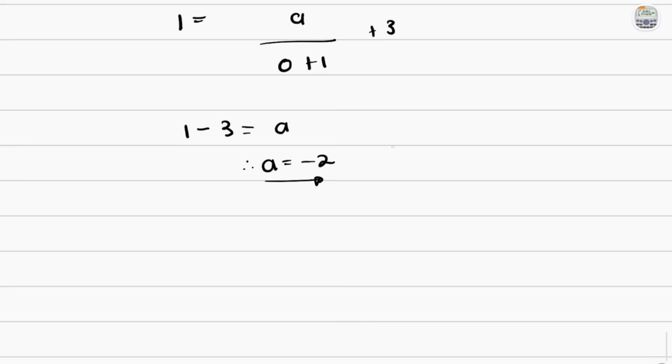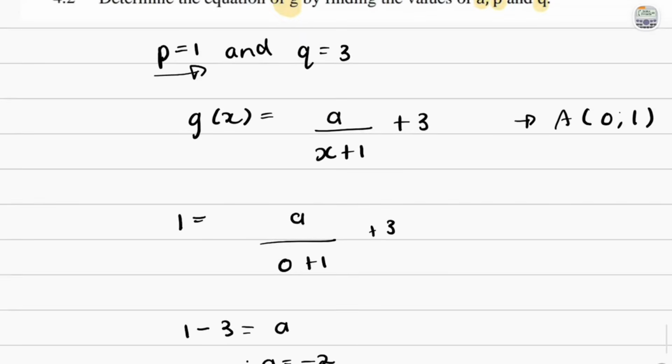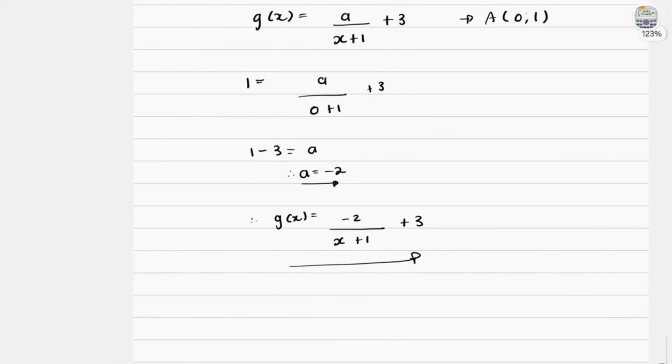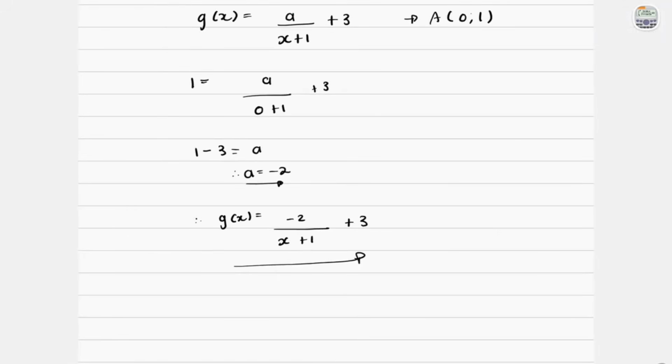So we can see the values of p, q, and a, and we can finally tell that this means that the g of x equation is -2 over x plus 1, plus 3. And that is our answer. Moving on to the next question.